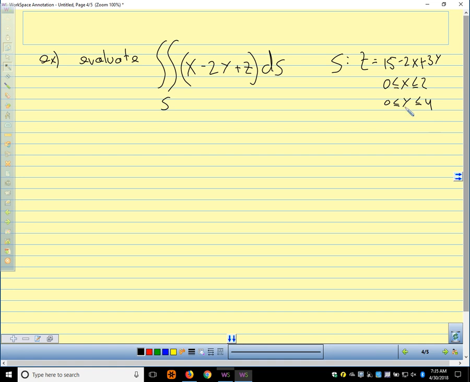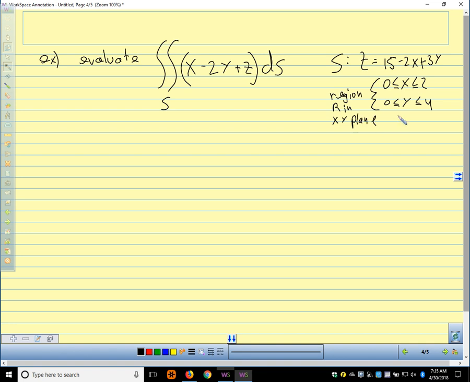All right, so let's look at this piece first. From this information, what is our surface? The surface is a plane, z equals 15 minus 2x plus 3y. What is this 0 less than or equal to x less than or equal to 2, 0 less than or equal to y less than or equal to 4 telling us? This tells us the region R in the xy plane.